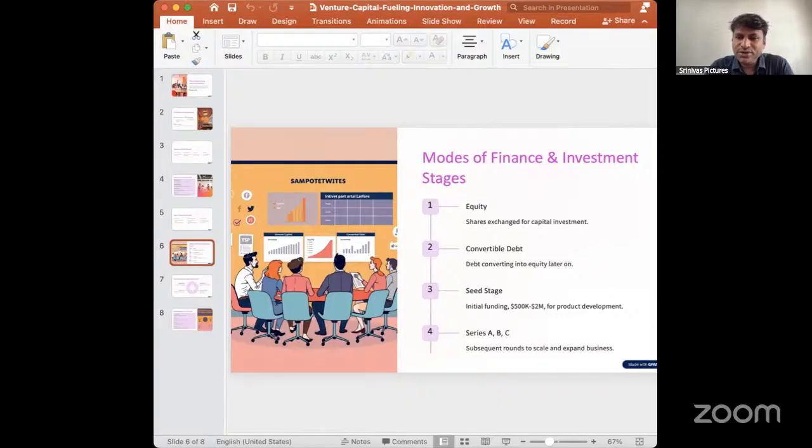What is the conditional loan? And what are convertible loans? In this mode of financing by the venture capitalist, there are three ways they are going to provide the funds. First one is the equity. So equity is nothing but shares exchanged for the capital investment.